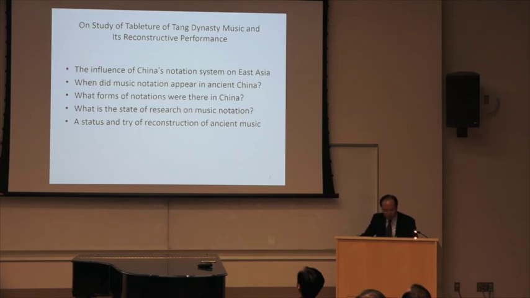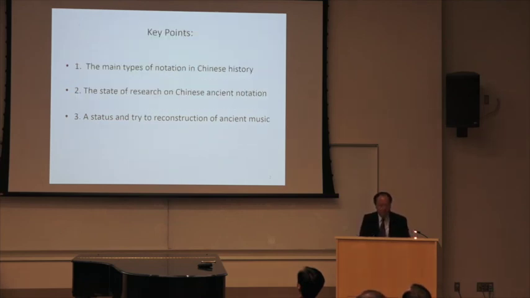Considering the above questions, I'd like to discuss three main points. The first, the main types of notation in Chinese history. The second is the state of research on Chinese ancient notation. Third, the state of attempts at reconstruction of the ancient music.